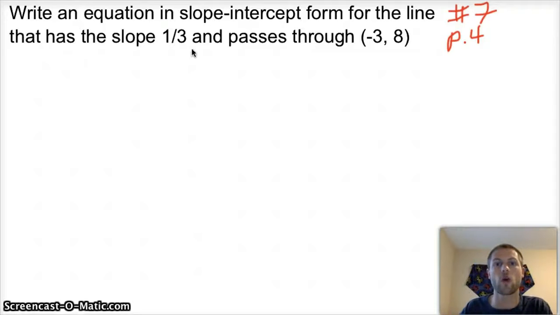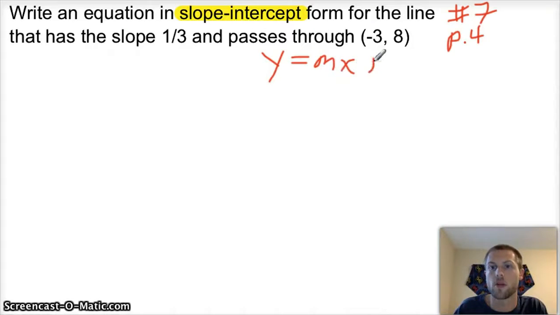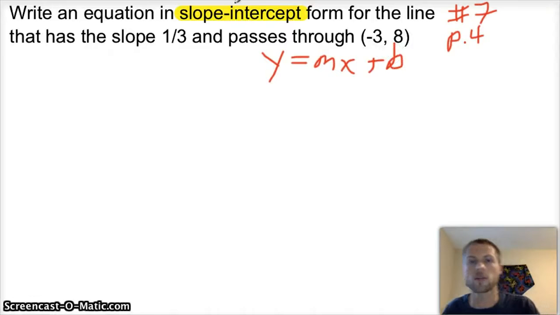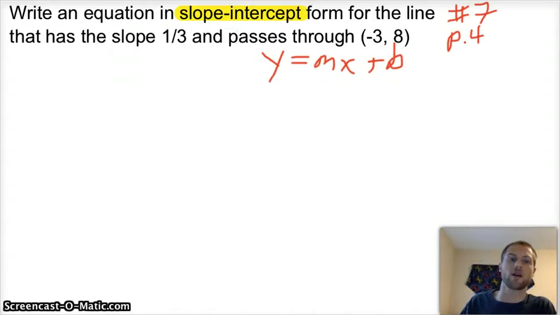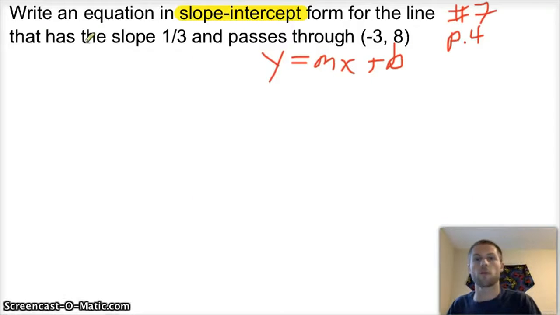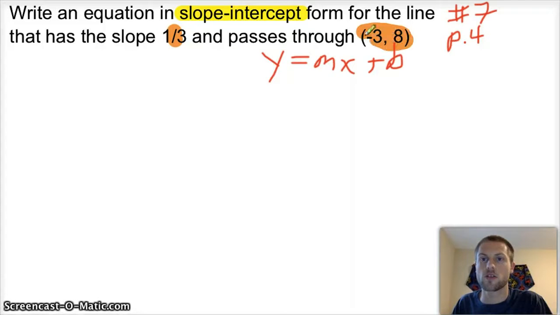We want to find an equation in slope-intercept form for the line that has a slope 1/3 and passes through (-3, 8). So some important bits of information. We want the slope-intercept form, so right off the bat we know that is y equals mx plus b form. That's what we want to have our final answer look like. Other important bits of information, we have a slope of 1/3 and it passes through this point.